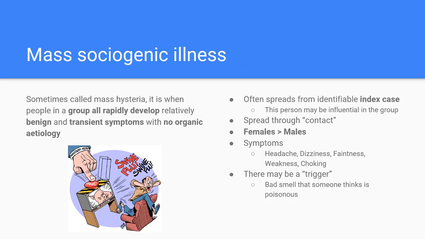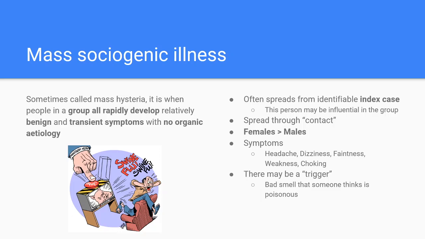Mass sociogenic illness is sometimes called mass hysteria, and it does present with anxiety symptoms, but it occurs in a group. They all get the symptoms at the same time or in a very similar time frame. They have benign transient symptoms, and there's no organic etiology. So the history you'll get is that you can identify an index case.